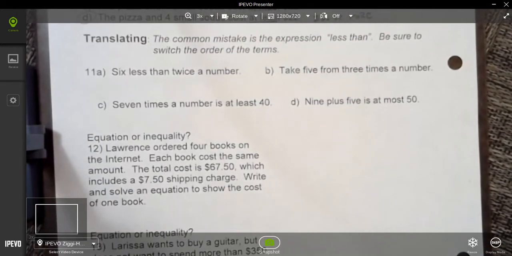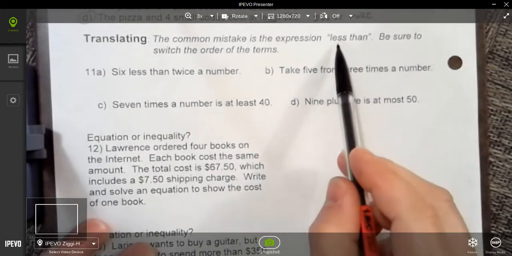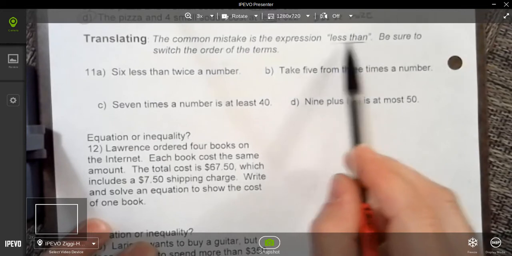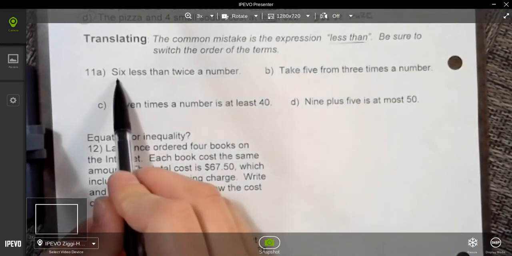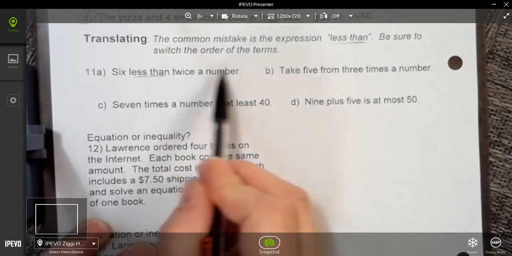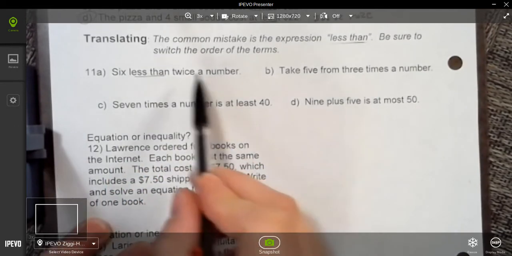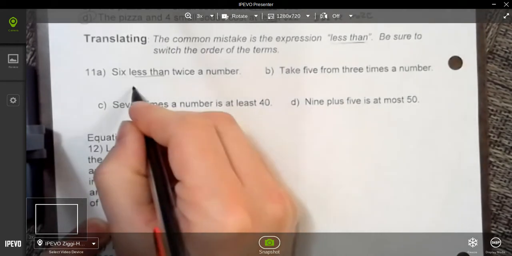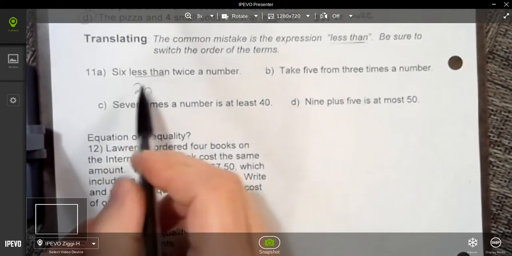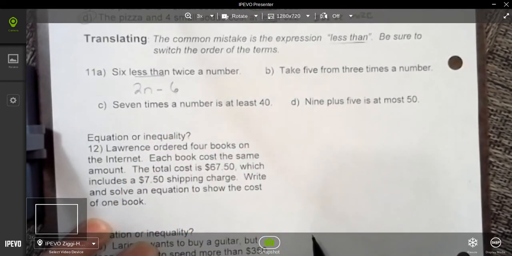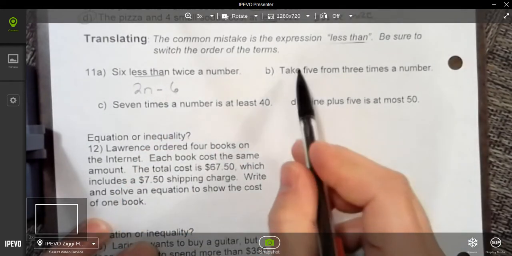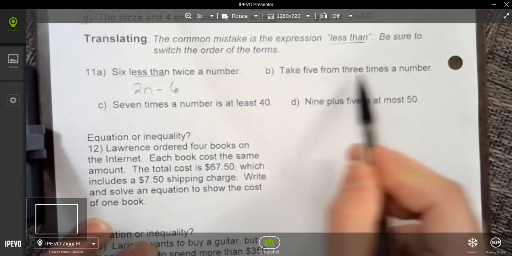When we're trying to translate an expression into algebra, we've got to pay attention to our keywords. And one common mistake is when we see the words less than. When we see the words less than, make sure that you switch the order of the terms. For example, in A, it says 6 less than twice a number. When I create the algebra, I'm going to have to do twice the number first, which I can just write as 2n. And then if I want 6 less than that, I'm going to have to subtract the 6, 2n minus 6.